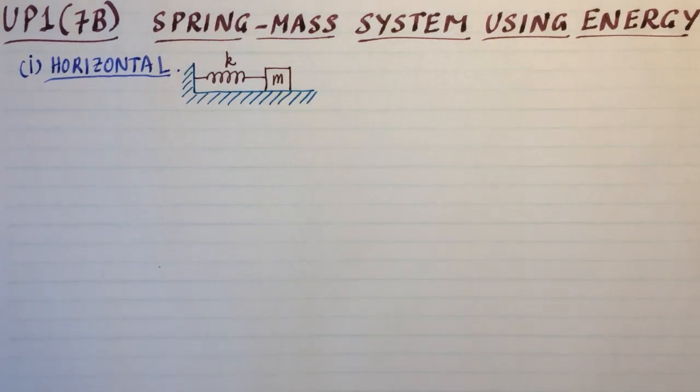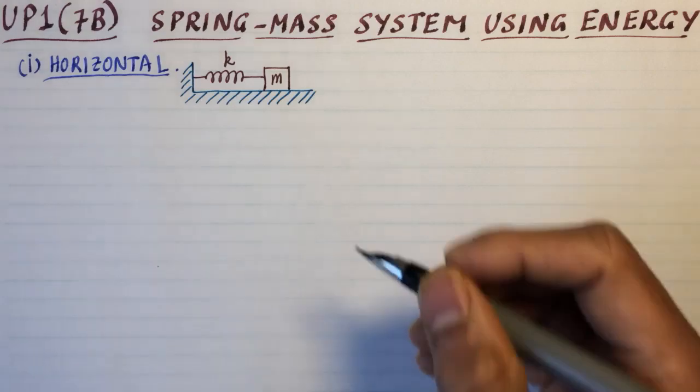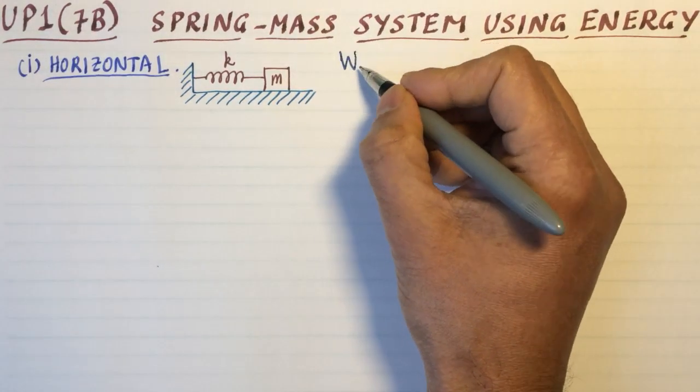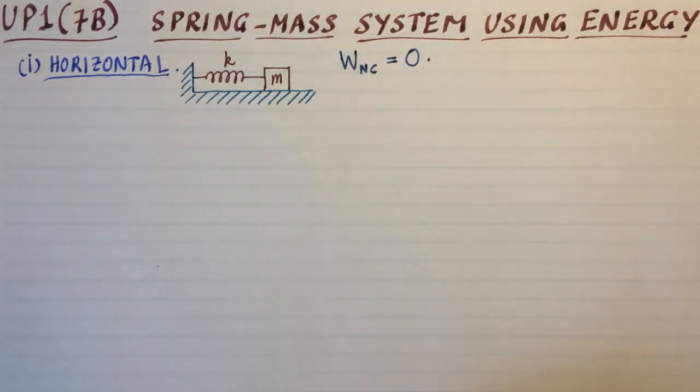In this final video on energy, let us investigate a very important system known as the spring mass system using energy. Now, the starting point for an energy approach is to see if energy is conserved. So we have to show that the non-conservative work in the system is zero. Let us see what all the forces are on the system.